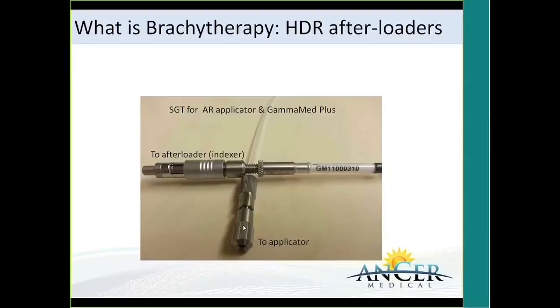This particular source guide tool, when used with the AR applicator, will ensure that you have the correct overall length. So this is fixed and does not need to be changed. Should not be.